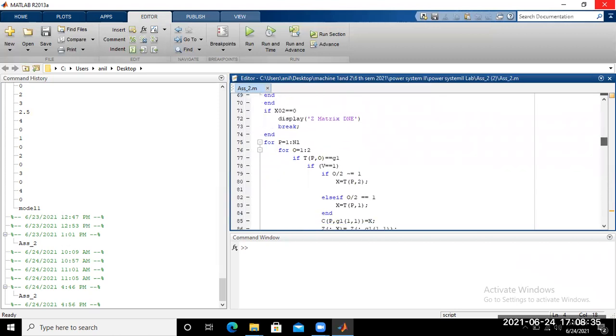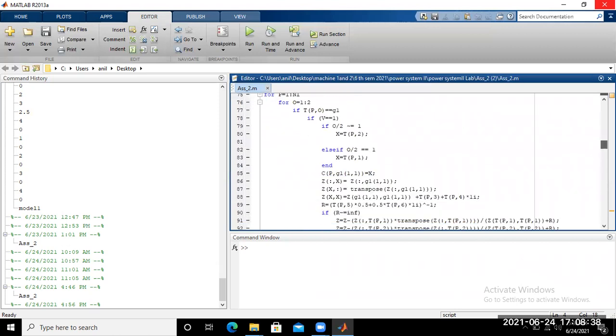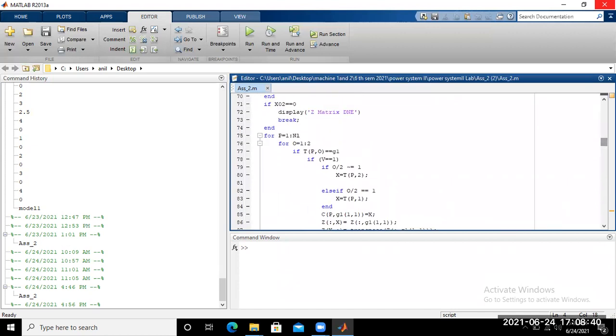Again we write one loop. Start loop for p equal to 1 and n1, for q equal to 1 and 2, if tp0 equal to g1, if v equal to 1. So if p by 2 equal to 1, x equal to t into p comma 2. Otherwise q by 2 equal to 1. So xt equal to p1 int.